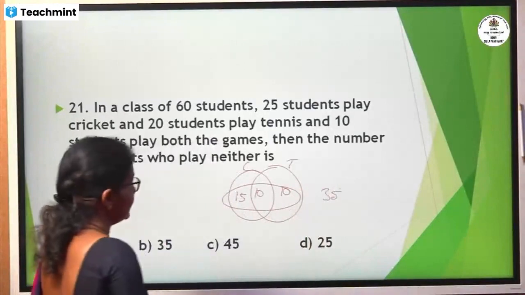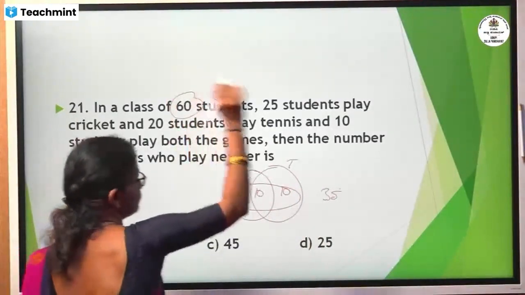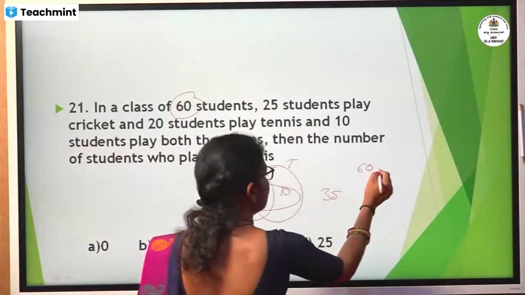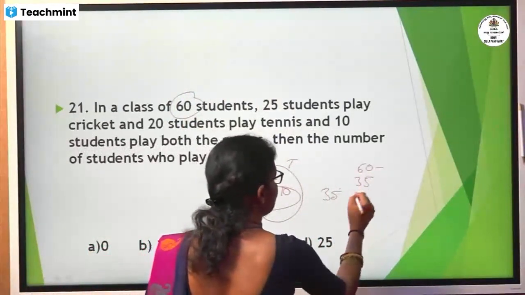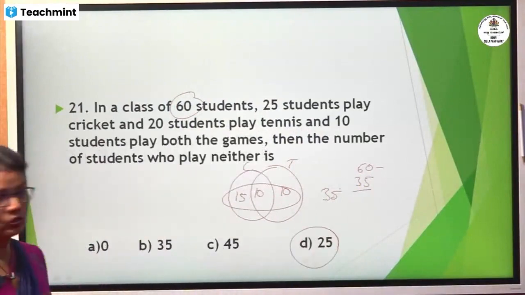Now we need neither cricket nor tennis. Therefore, from the universal set, out of 60, you have to subtract 35. So that gives you 25. Option D holds good.